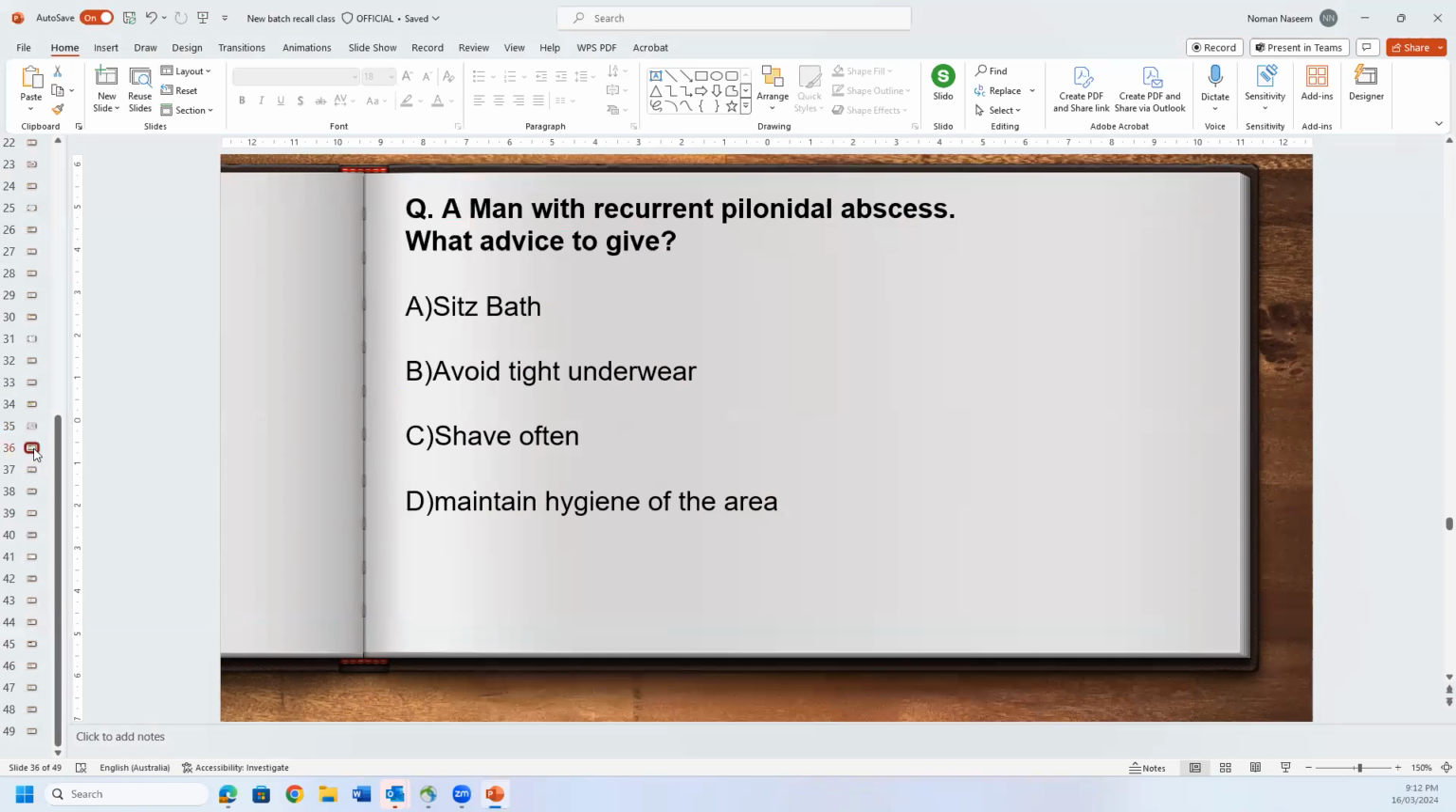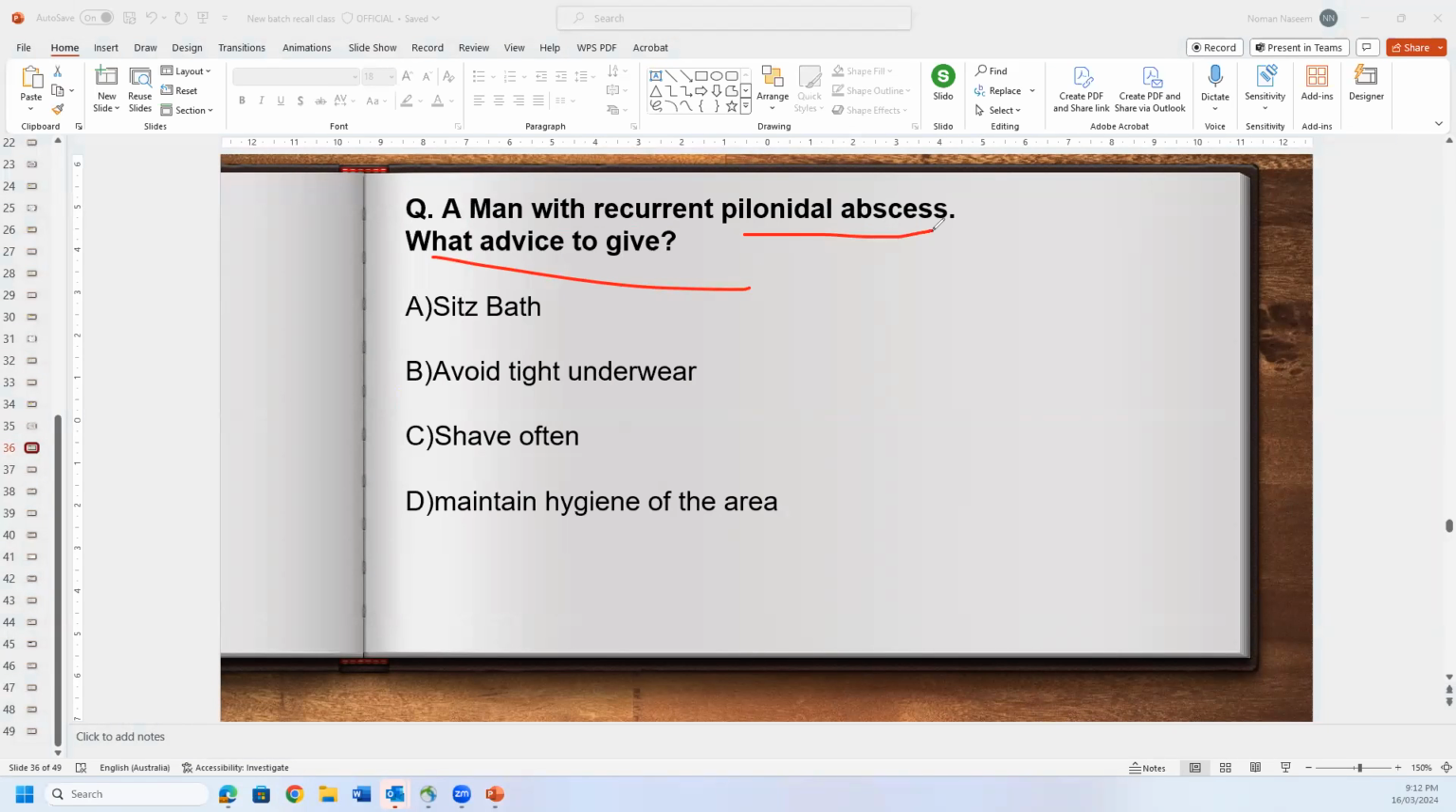Okay, all righty. So a man is presenting with recurrent pilonidal abscesses. What advice do you need to give? So pilonidal abscess is an abscess just above the natal cleft region. It's associated with the pilonidal sinuses.